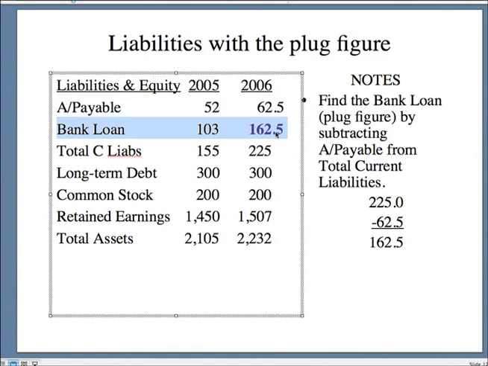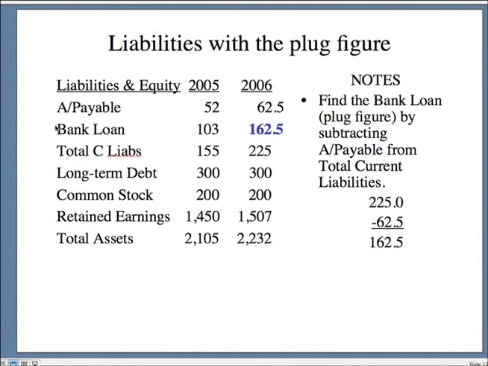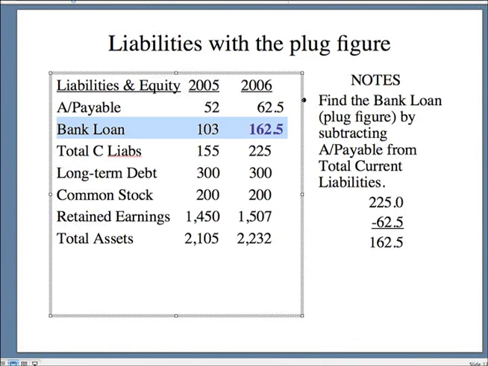We have to either warn the bankers that we're going to be requesting more money from our credit line. We have to change the nature of the constraints on that credit line. If the 103 is already close to the limit for the particular bank, we may have to find another bank, a larger bank, that would support our financing needs. So that's how we do the balance sheet up here. Bank loan increased by 59.5 from 103 to 162.5, increase of 59.5.